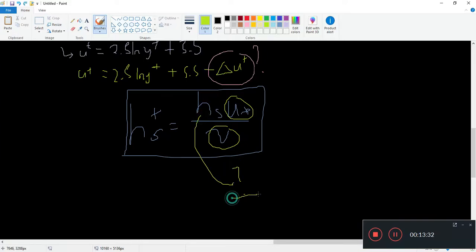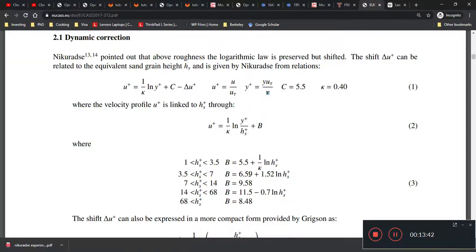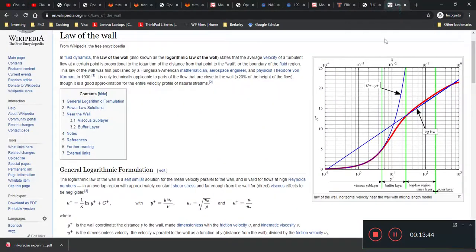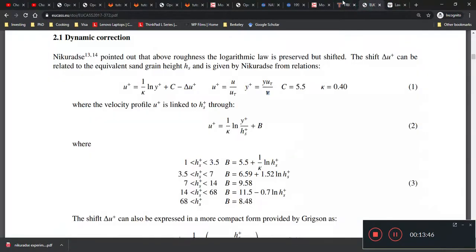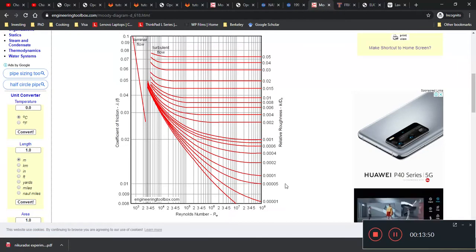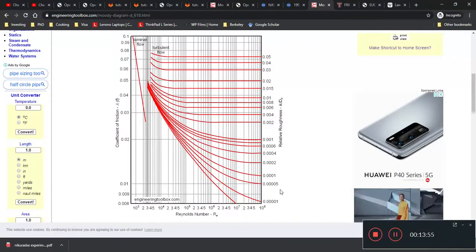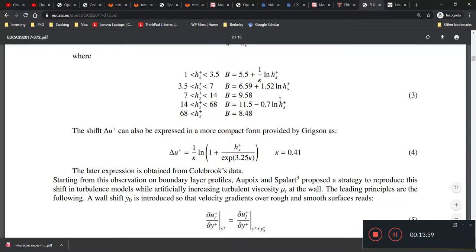We want to know what hs plus is. Where does it come from? How can we trust this data? And more importantly, of course, how does it relate to this Moody chart? For that, we'll need to take a look at how this relation actually came about.